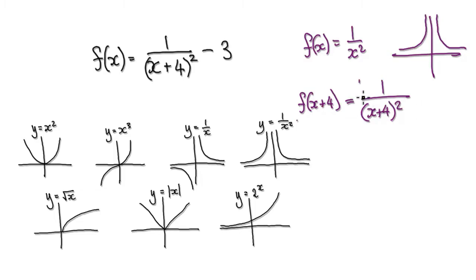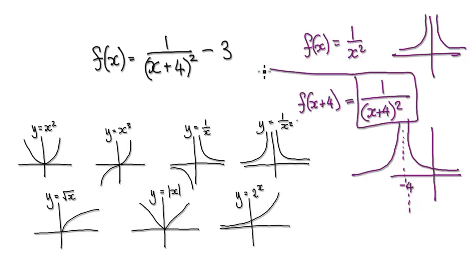We have no idea what this looks like, but we do understand this transformation. This transformation will move everything across by 4 in the negative direction. So draw your asymptote at -4, and then your graph will look like this. So that's this bit taken care of. We now need to take care of the -3. So get the previous function and then drag it down by 3.